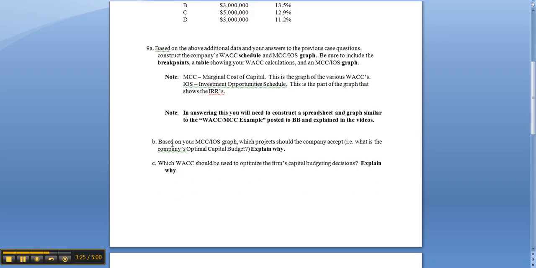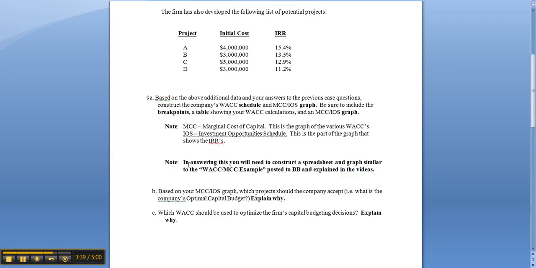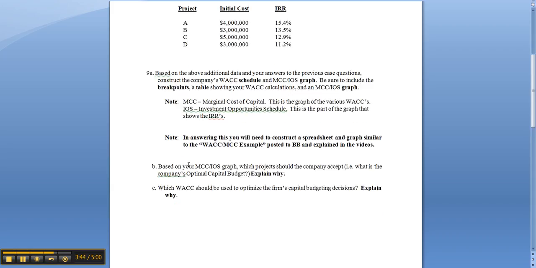Based on that graph, what is the company's optimal capital budget? Which project should the company accept based on that graph? And which WAC should be used to optimize the firm's capital budgeting decision? So of those, you'll just get 3 WACs in this example. Which one of those WACs is the one that the company needs to use in its capital budgeting decisions?